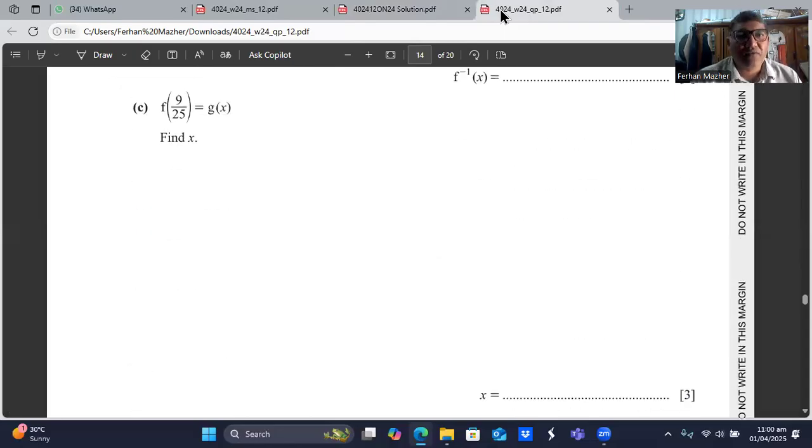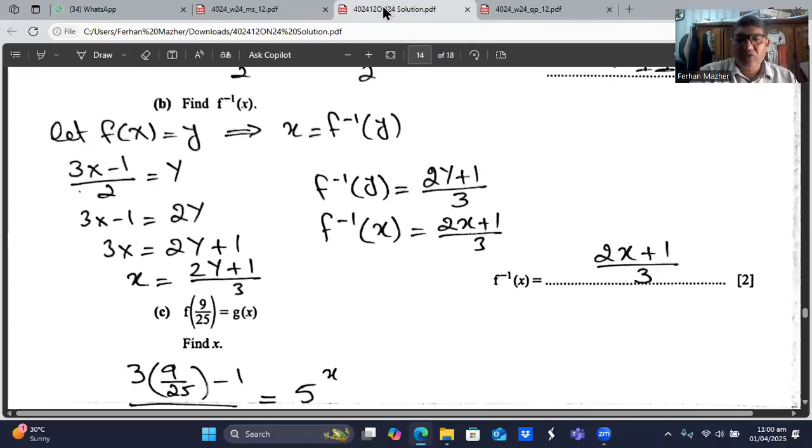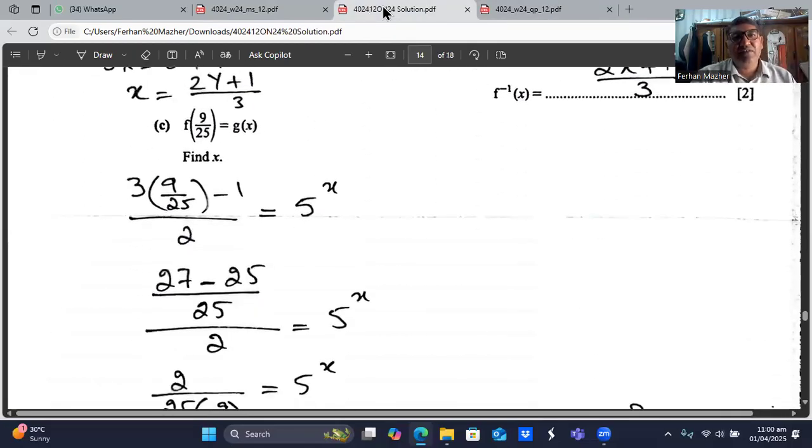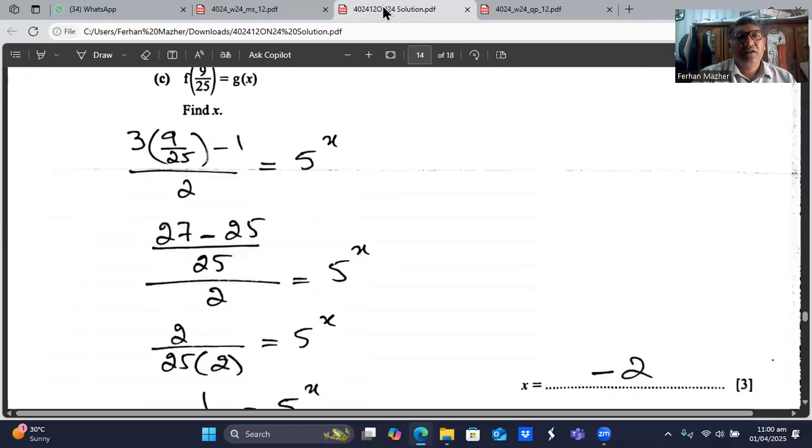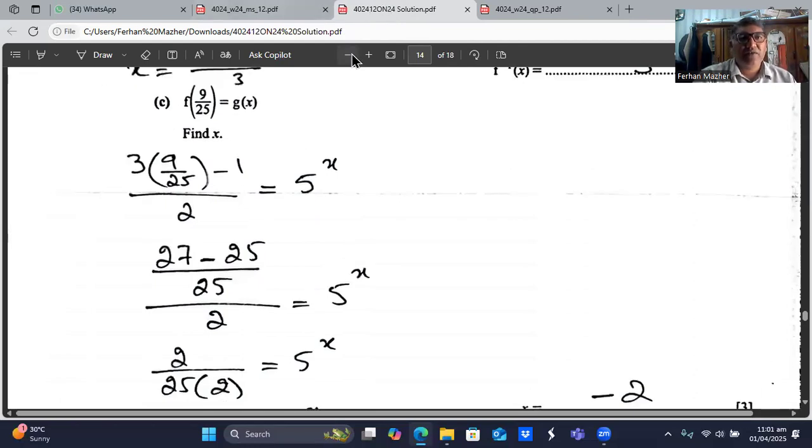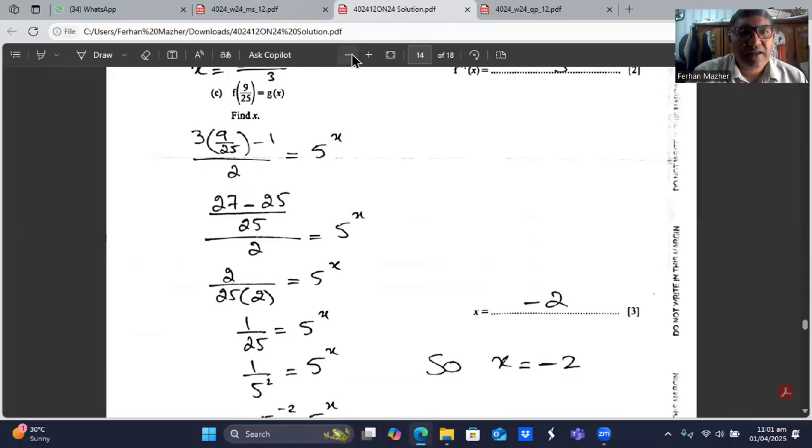Okay. Then the next question is the C part. It says f of 9 by 25 is equal to g of x. Find the x. It's a 3 marks question. So in the formula of f of x, I will substitute x with 9 by 25. So 3 into 9 by 25 minus 1, the whole thing divided by 2 is equal to g of x, which is 5 raised to power x. So I will take the LCM here. That's 27 minus 25 divided by 25, whole thing divided by 2 is equal to 5 raised to power x.